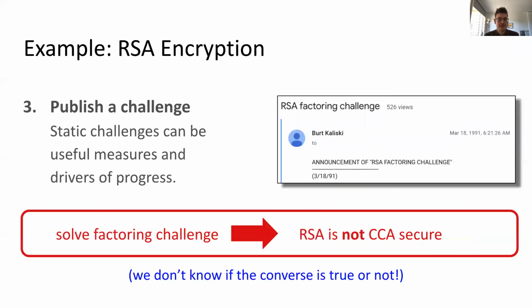But static challenges are still very useful to measure and drive research progress. For example, two decades ago, RSA published a suite of factoring challenges, and these challenges satisfy our earlier stated goal in that solving them indeed would falsify RSA's formal security guarantees. But we don't know if the converse is true. It might be possible to break RSA in other ways than with factoring.